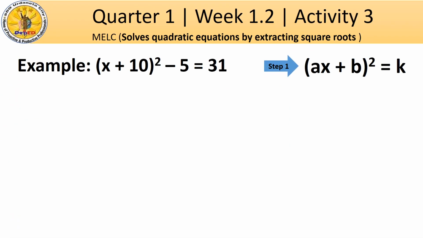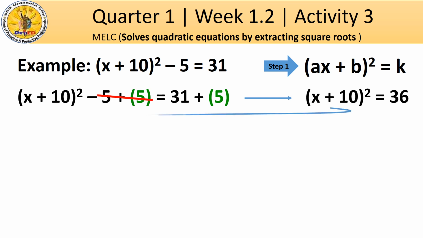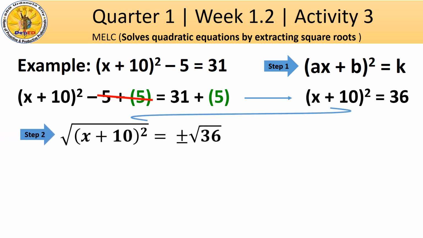Example 2. (x + 10)² − 5 = 31. The first thing to do is to transform this equation into (ax + b)² = k. What we need to do is to remove the −5 on the left side of the equation by adding 5 on both sides. After that, the equation will become (x + 10)² = 36. Then proceed to step 2. Take the square roots of the two sides of the given equation.